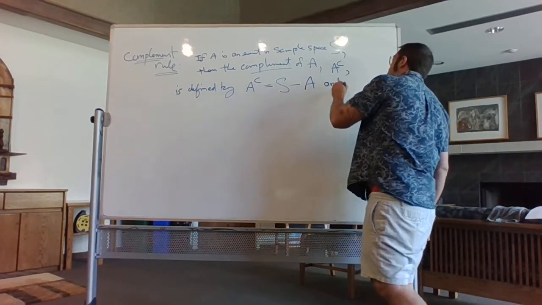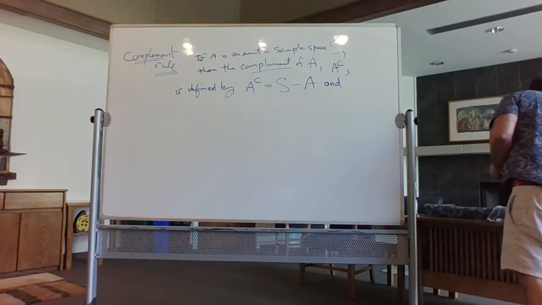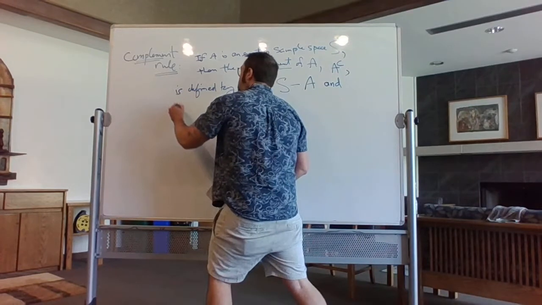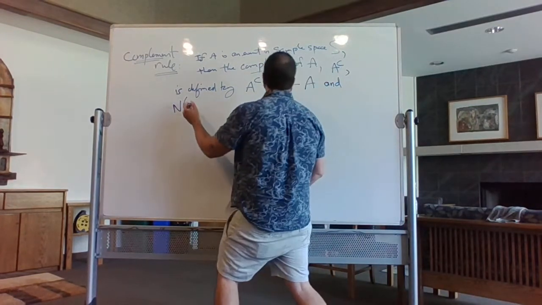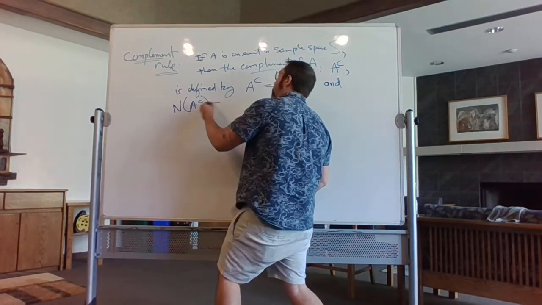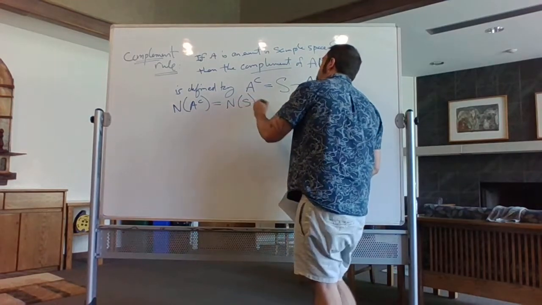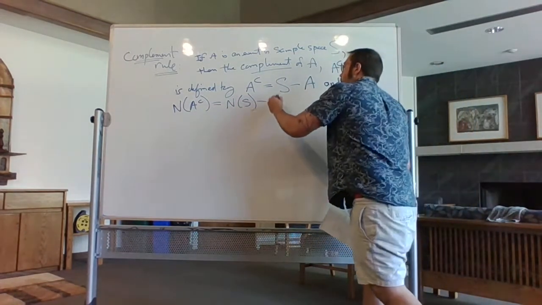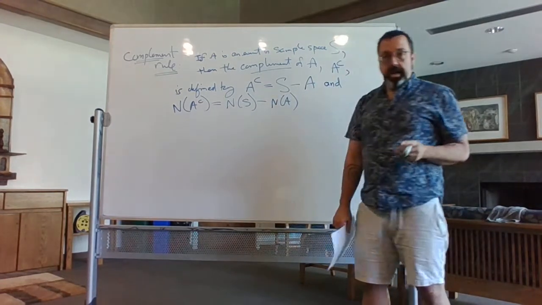And obviously from the difference rule, the number of possibilities in the complement is equal to the number of total possible outcomes minus the number of outcomes in the event A.